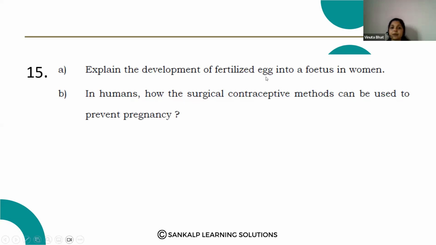Next question. Explain the development of the fertilized egg into a fetus in humans. In humans, how can surgical contraceptive methods be used to prevent pregnancy? Explain how, after fertilization, when the male and female gametes fuse to form the zygote, the further development takes place in a fetus in human beings. Please note down this question.